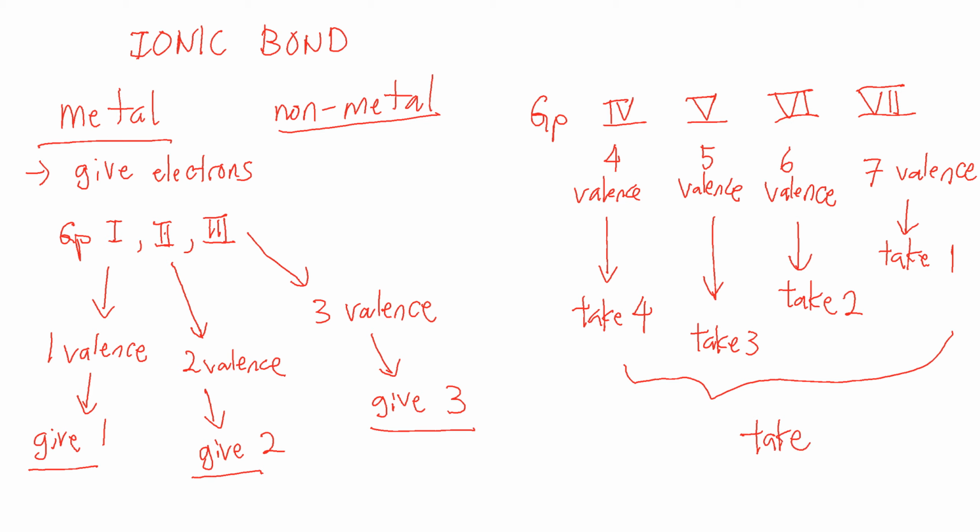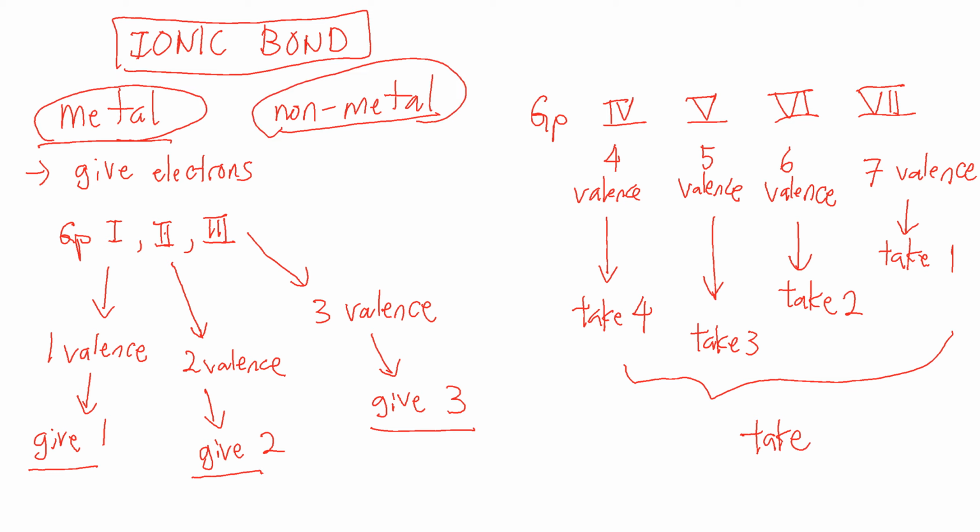So ionic bond is always a bond between a metal and a non-metal, because only in this situation you have one party, the metal, wanting to give electrons, and the other party, the non-metal, wanting to take electrons. So ionic bond is always a give and a take situation. It is a give and take situation.